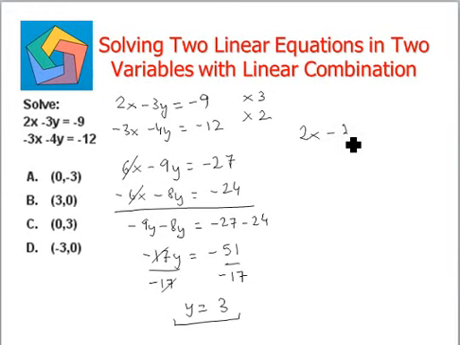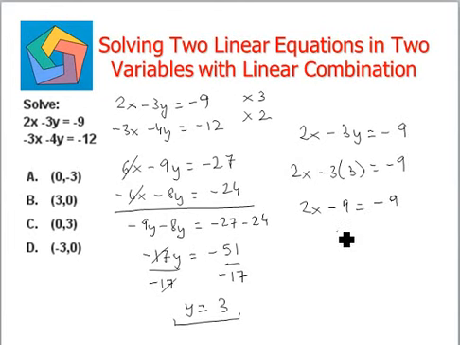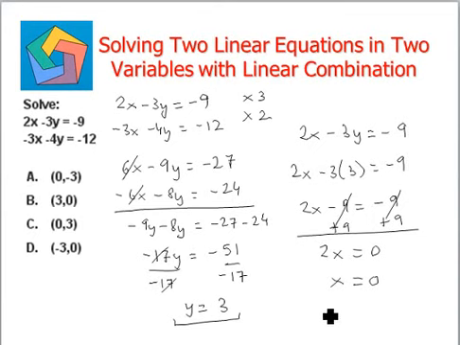So we'll plug y equals 3 in the first equation. 2x minus 3y equals negative 9. This will give us the value of x. 2x minus 3 times 3 equals negative 9. 2x minus 9 equals negative 9. We add 9 to both sides first. So this also becomes 0. This also becomes 0. 2x equals 0. Therefore, x is also equal to 0. Our final answer is 0, 3, which can be seen in option C.